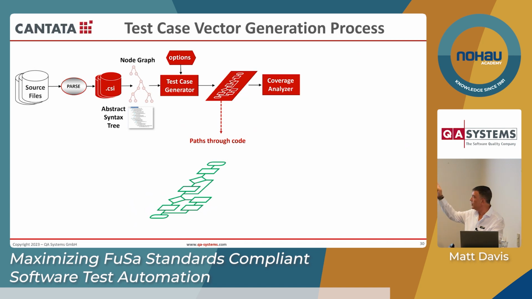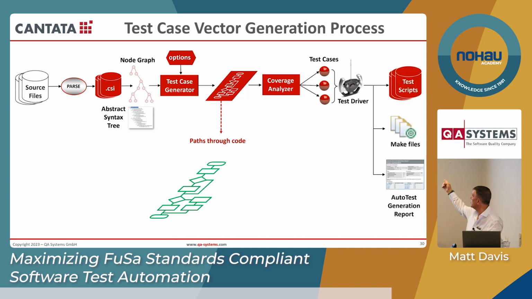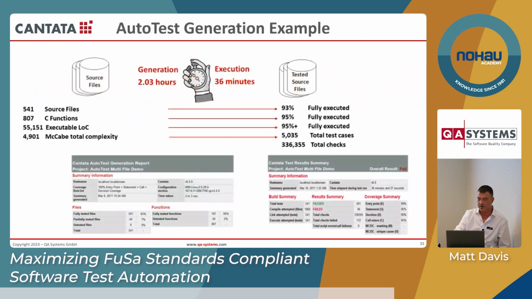And if we do, with the coverage analyzer built into the AutoTest approach, we end up with 3 test cases generated with a driver, a full script to execute those, along with your make files and your generation report that says, I expect to get 100% coverage. And if I don't, these are the reasons why. Very common ones: unreachable code, uninitialized data values in certain places, and so on.